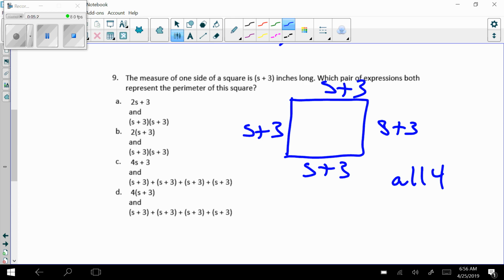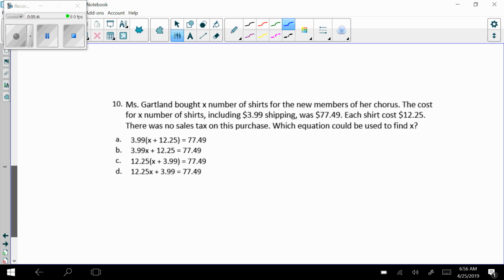All 4. And for this one, because I know some of you will have trouble with this, it has to be D, because it has to be in parentheses, because this just says you have 4 S's, not 4 3s, but this says you have 4 S's and 4 3s. Remember, think distributive. There you go. Here's your gift on that one.